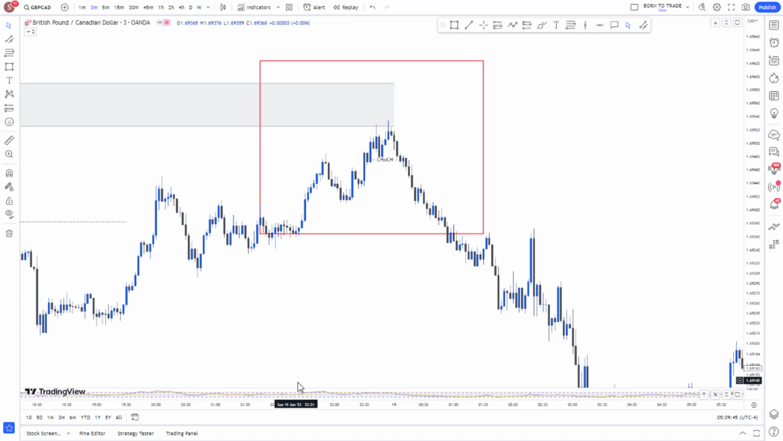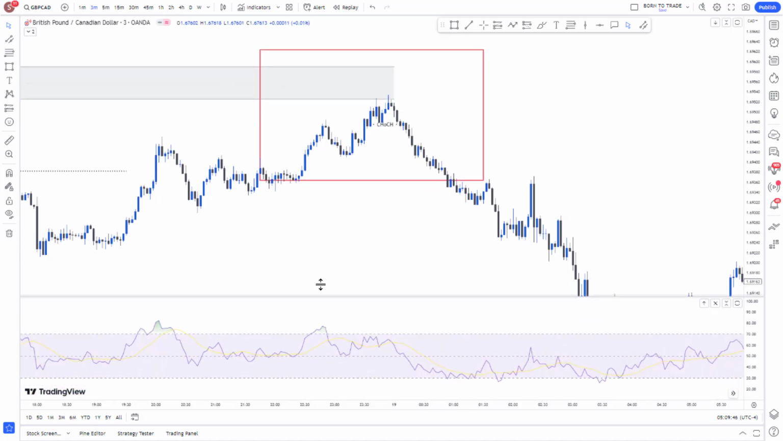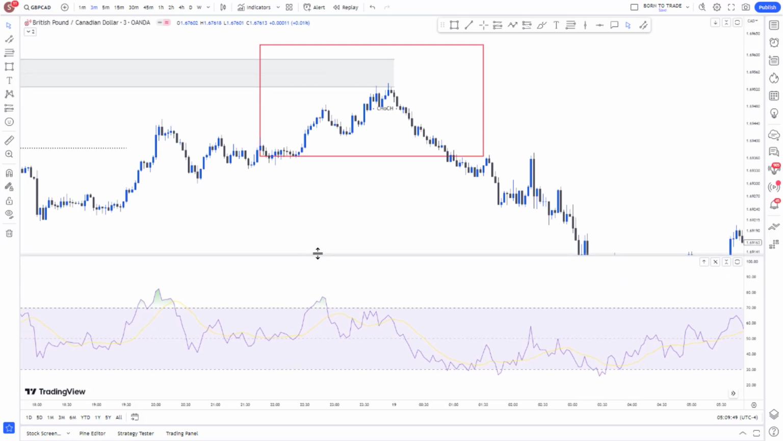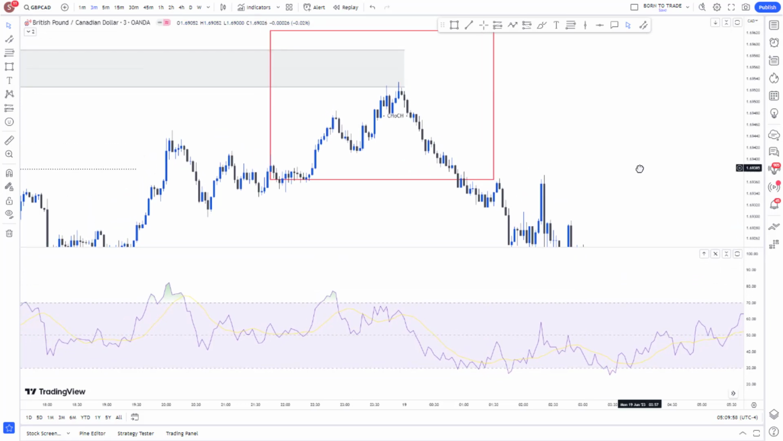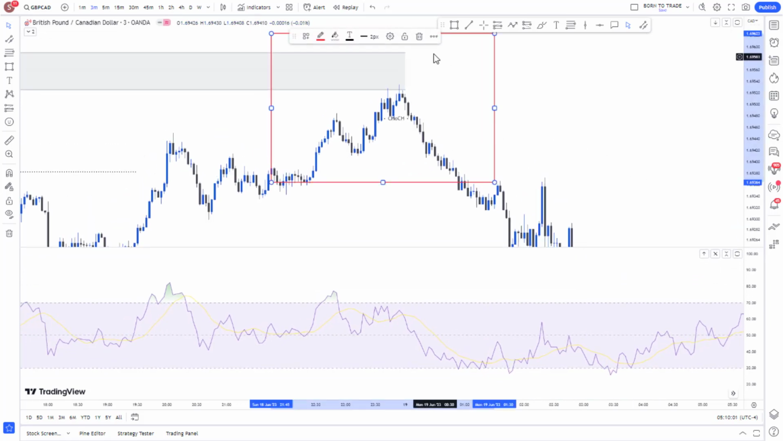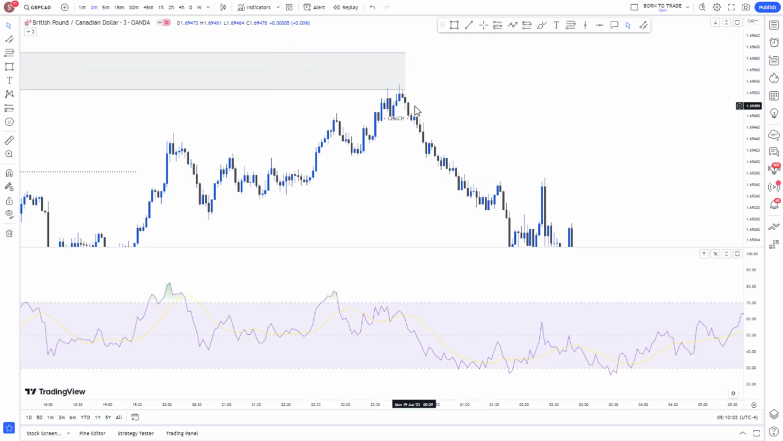So let's bring in our RSI right now and see if we can get a divergence and enter a trade from there. Okay, let me take out this red box so you can see the price action clearly. What we can clearly see is that price forms a low right here, and you can see that same low over here at your RSI indicator.